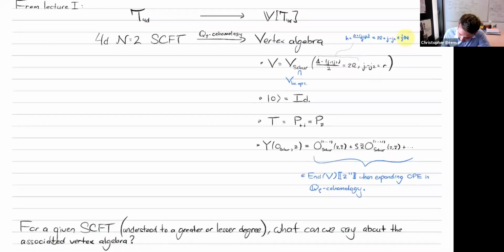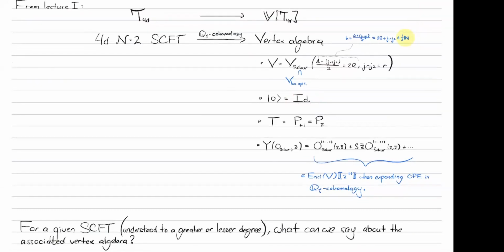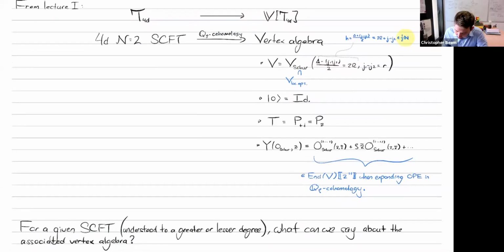We're supposed to have a privileged state in the vector space, which is the vacuum, and that's just going to be the identity operator in the Schur sector. We had an unfortunately named translation operator, called T, which is something we're inheriting directly from 4 dimensions as the holomorphic translation operator or holomorphic momentum operator in these Z bar coordinates.